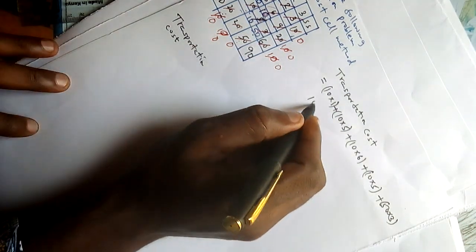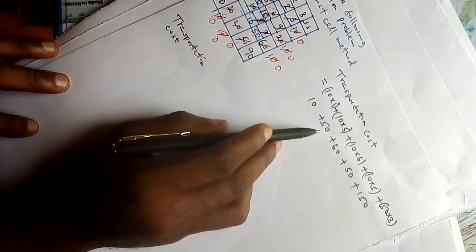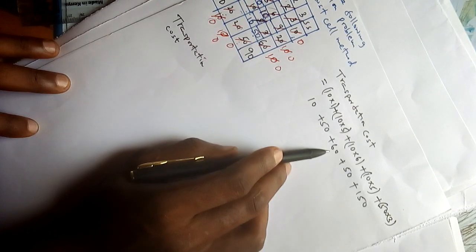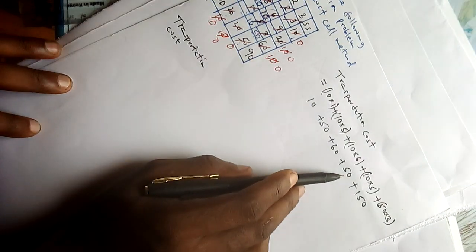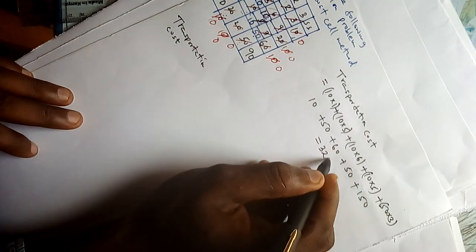So this one will give us 10 plus 50 plus 60 plus 50 plus 150. So 10 plus 50, 60, 120. So 120 plus 50, that is 170. 170 plus 150, that is 320. So that is the total transportation cost. So that is using the least cost cell method. So I hope you have understood that method.